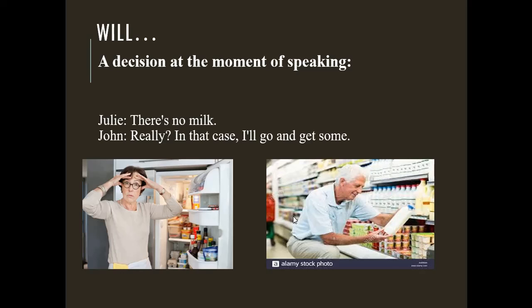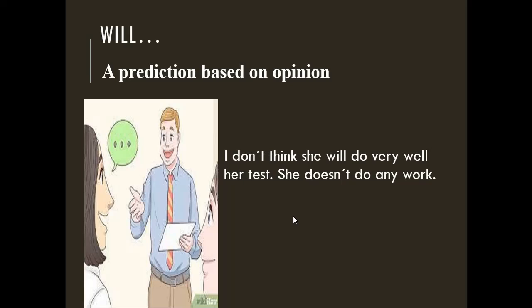Okay, so moving to another use, we have a prediction based on opinion. Here we have a group of people. We have a girl who is speaking with her partners, and she's going to make a prediction based on opinion. And it says, I don't think she will do very well on her test. She doesn't do any work. How do we know that there is an opinion? Because here we have the phrase I don't think. So it's a prediction based on opinion, or it could be an experience.